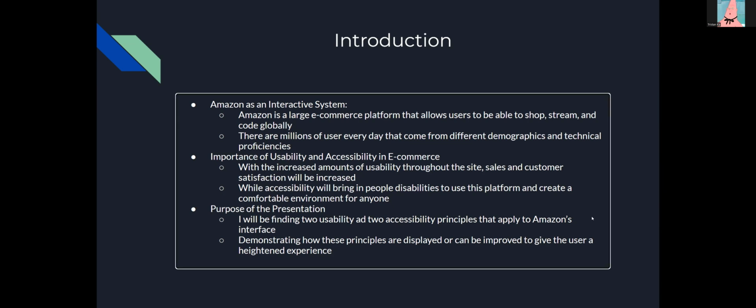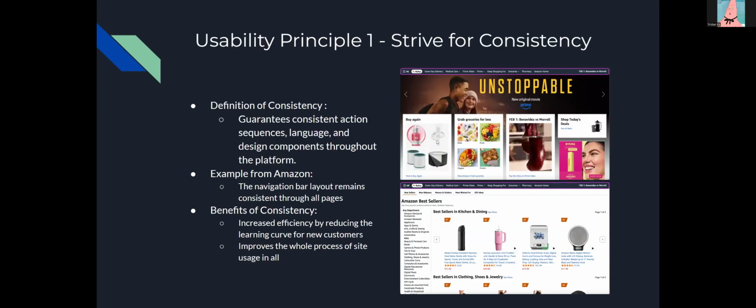So moving on to our first principle, which is a usability principle called consistency. As we can see on the right, in the pink highlighted box is what we call the navigation bar, which is different types of categories that Prime offers, as well as categories that most people would be looking for, such as Prime Video, medical care, groceries, pharmacy, stuff like that. The first picture shows the main screen, but if we look under it, I moved on to the bestsellers page, and we can see that the navigation bar remains completely the same, which is pretty much what consistency is, as it guarantees consistent action sequences, language, and design components throughout the platform.